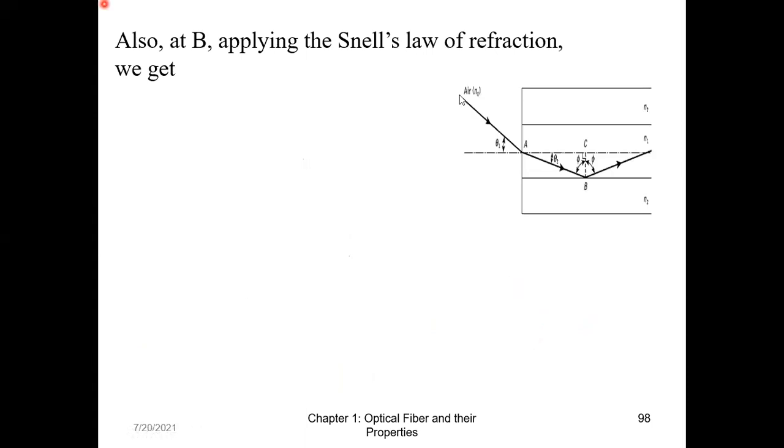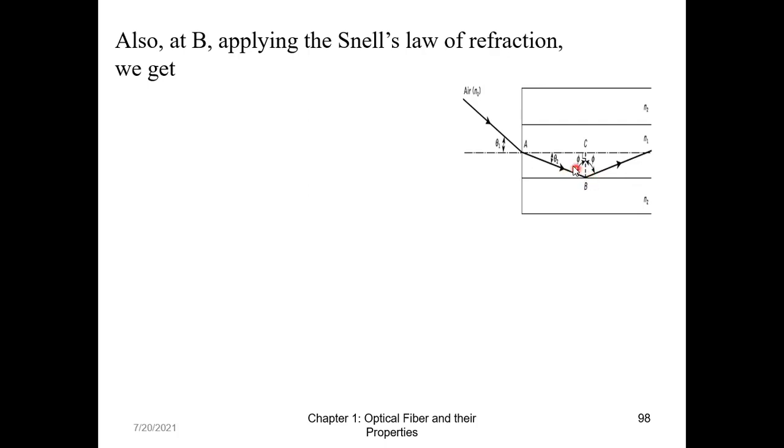So now at point B, applying Snell's law of refraction. Now, which is your point B? Your point B is over here. This was at point A, where we had applied Snell's law. That was the air and the core interface, and then over here what happens, total internal reflection happens.